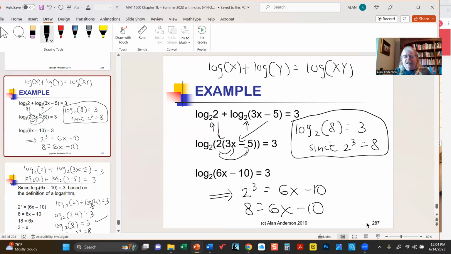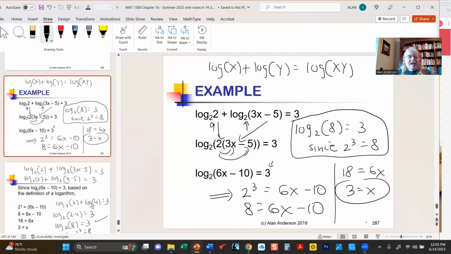Now, that implies, based on the property of logarithms, that 2 cubed is 6x minus 10. Because remember, what this means is that I'm looking for the exponent, 3, so that when I raise 2 to that power, I end up with 6x minus 10. That in turn implies that 8 equals 6x minus 10. Add 10 to both sides. 3 equals x.